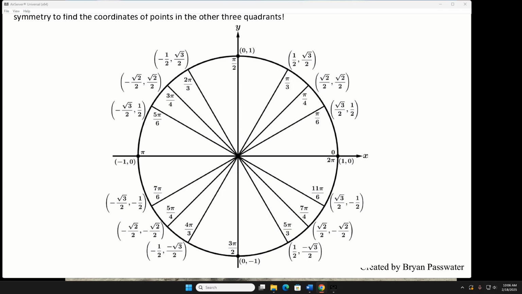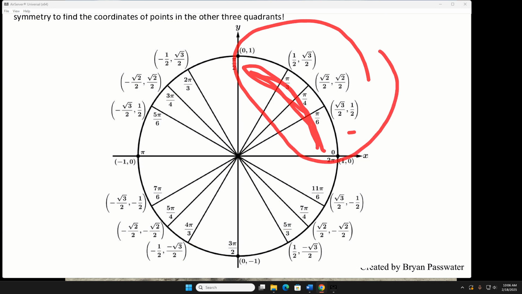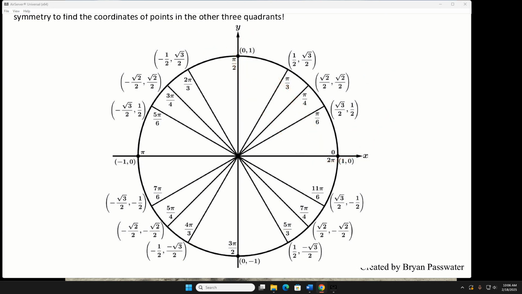And so I heard someone in my last class say, if you can just memorize this first quadrant, then just reflect it throughout the other parts, then it's not that hard to remember. All of the little fractions have 2 as the denominators, and then your numerators are going to be either a 1, a square root of 2, or a square root of 3.